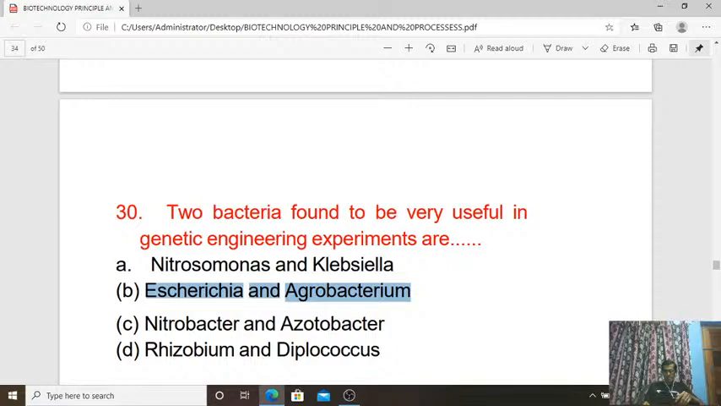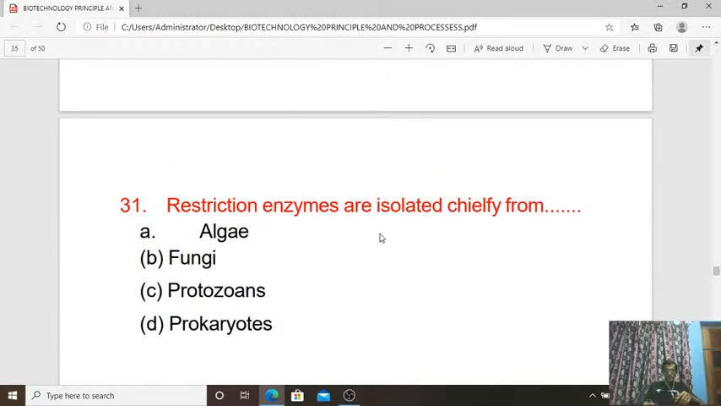Yes, next question, number 31. Restriction enzymes are isolated chiefly from which group of organisms? Algae, fungi, protozoa, prokaryotes. The main isolation is from which group of organisms? It is prokaryotes, bacteria, etc. It's not protozoa. Protozoa means amoeba, which are unicellular eukaryotic organisms. So the answer is D, prokaryotes.